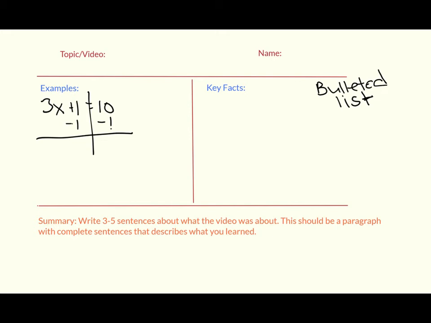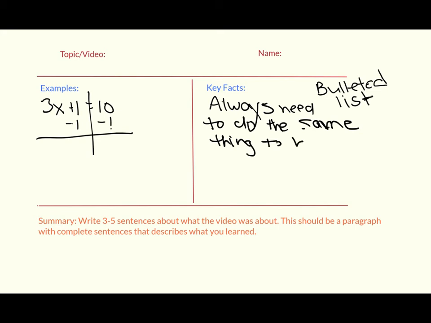Maybe off to the side, one of the things they mention is that you always need to do the same thing to both sides. Okay, and that would be one bulleted thing. Okay, and then I could go through, I'd keep solving, and I'm just really showing what I'm doing, what I see in the video. And then as I go along, writing those key facts.